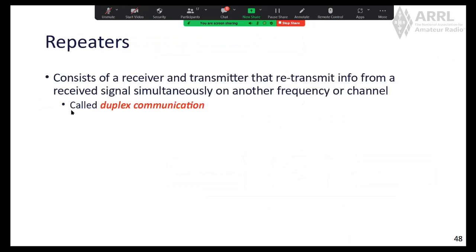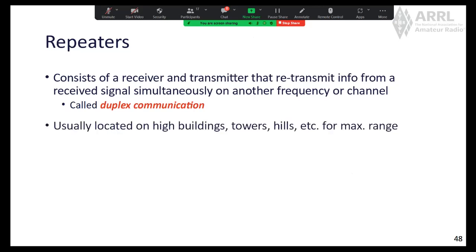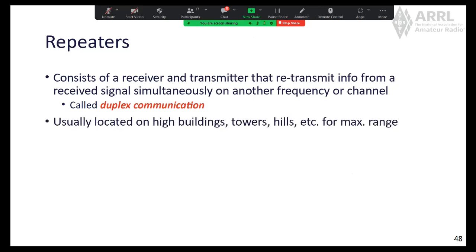Repeaters consist of a transmitter that retransmits info from a received channel simultaneously on another frequency or channel, called duplex communication. Usually located on high buildings, towers, hills, mountains, etc. for maximum range. We're fortunate to have the mountains here.